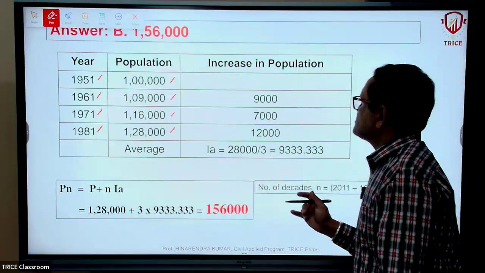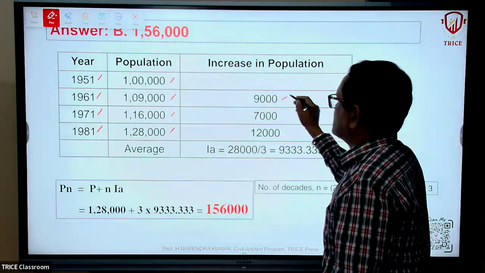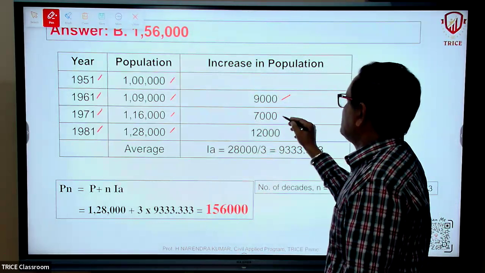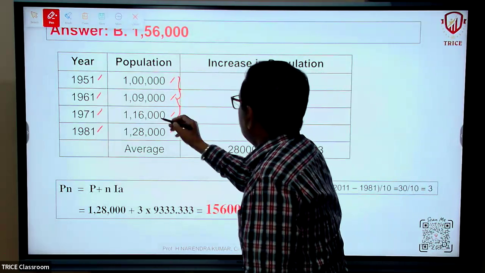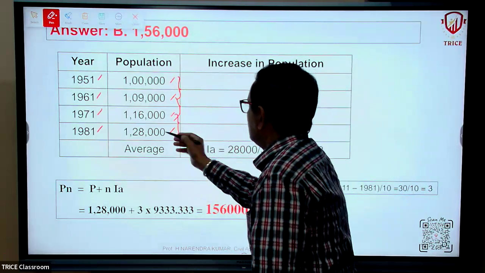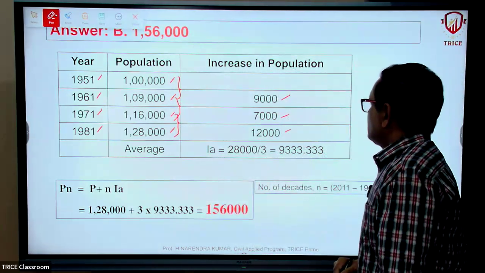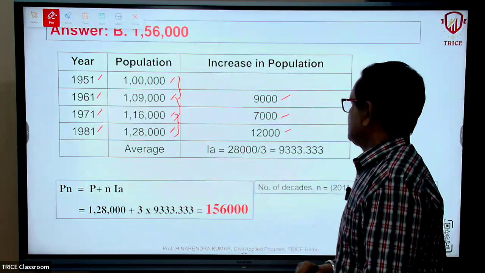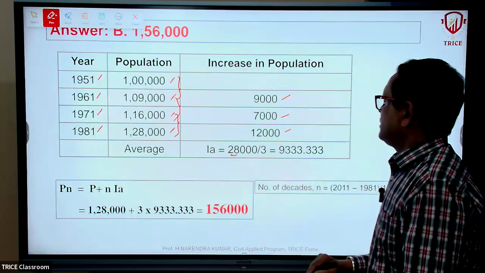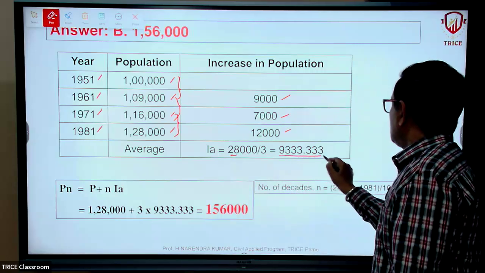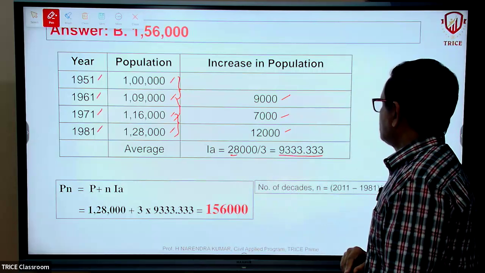So how to calculate the increase in population? Very simple. This minus this. For every decade, what is the increase in population? 9,000. Similarly, the second one is 7,000. You need to take the difference between two successive values. Similarly, this one, 1,28,000 minus 1,16,000, is 12,000. If you add all three, 12 plus 7 is 19, 19 plus 9 is 28. So 28,000 divided by 3, the average value is 9,333.33.